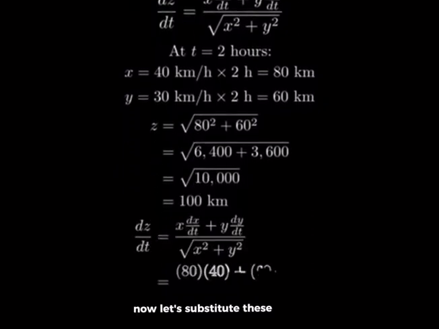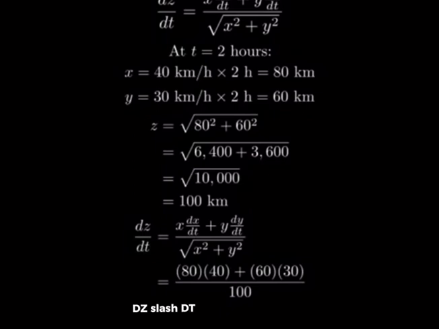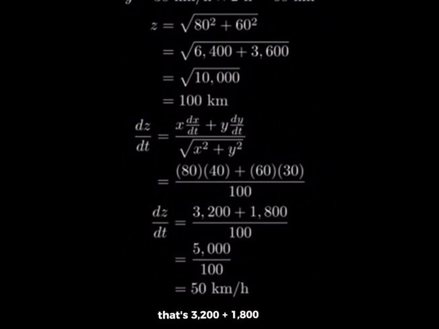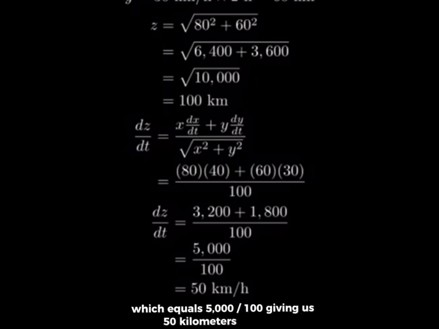Now let's substitute these values into our formula. dz/dt equals (80 times 40 plus 60 times 30) divided by 100. That's 3,200 plus 1,800 divided by 100, which equals 5,000 divided by 100, giving us 50 kilometers per hour.